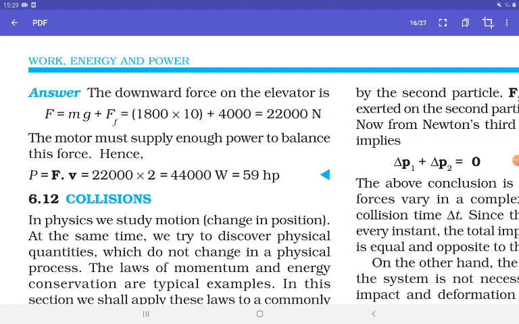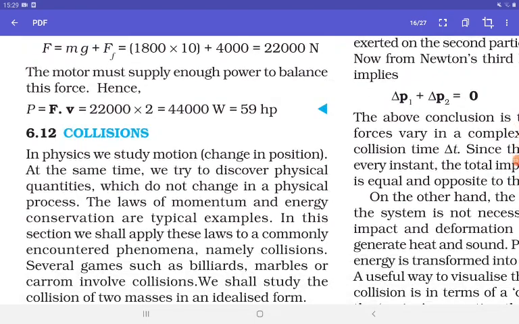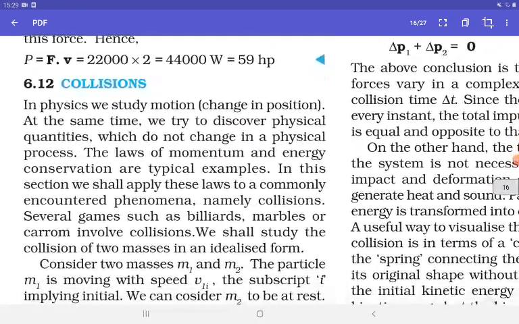Next topic is collisions. In physics, we study motion. At the same time, we try to discover physical quantities which do not change in a physical process. The laws of momentum and energy conservation are typical examples. In this section, we shall apply these laws to commonly encountered phenomena, namely collisions.